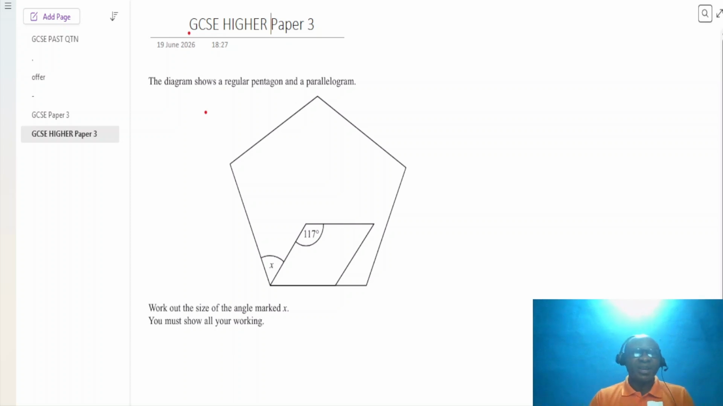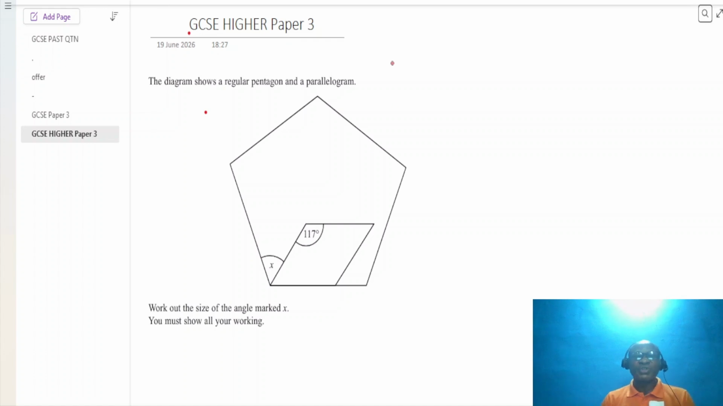GCSE Higher Paper 3, given the question: the diagram shows a regular pentagon and a parallelogram. Work out the size of the angle marked letter X. You must show your working. So this is the question.